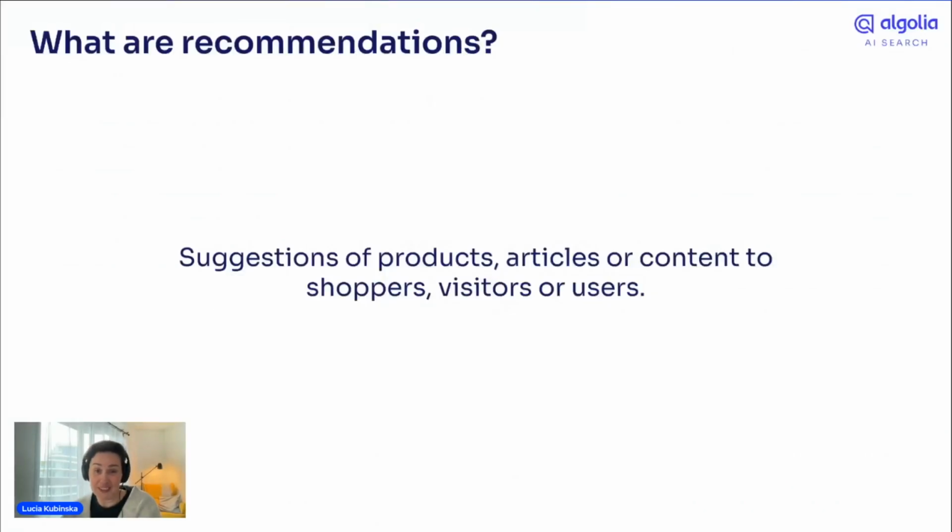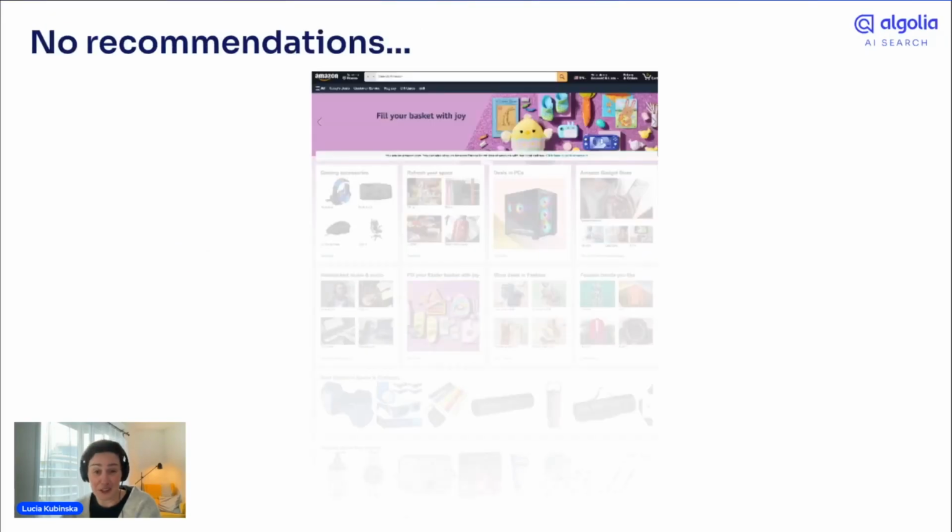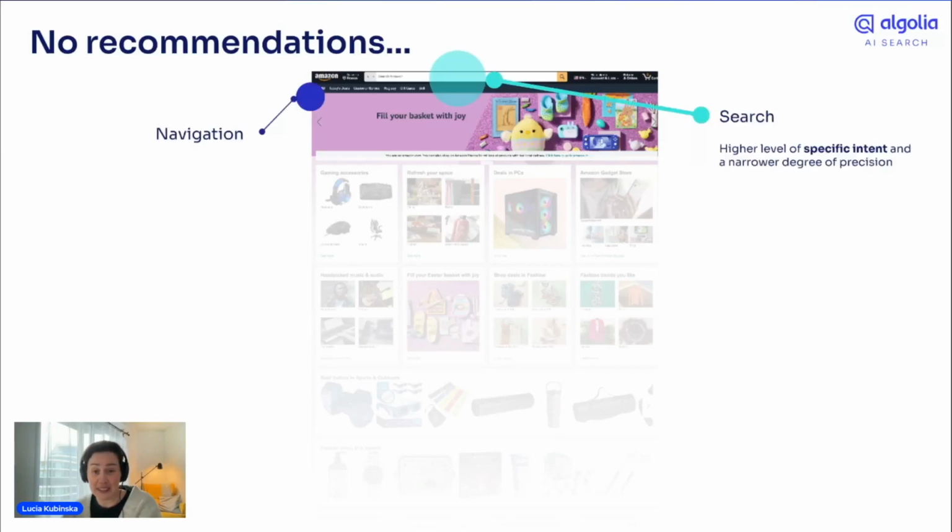But first things first, let's start with the basics. What are recommendations? Simply put, they are suggestions of products, articles, or content to shoppers, visitors, or users. Imagine if there were no recommendations in any form, like this screenshot of Amazon.com homepage. This would leave the visitor in a difficult spot. They would need to know exactly what to do next, or what exactly to search for, or use the navigation to explore what's on menu item by item.